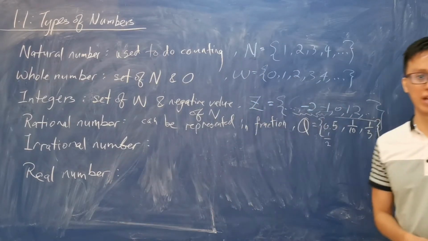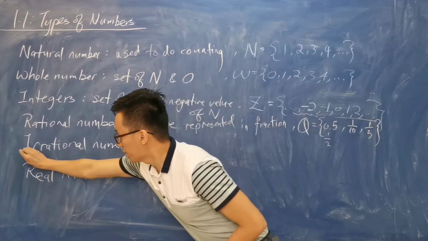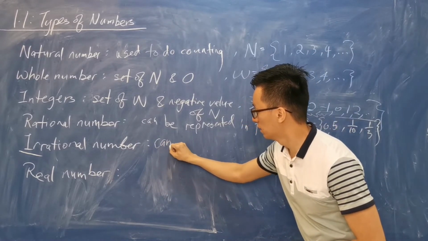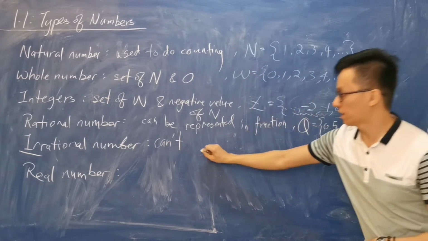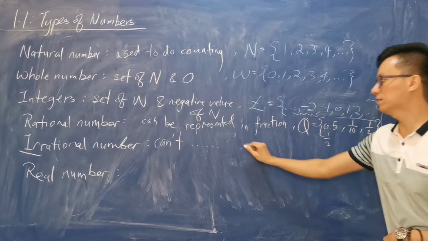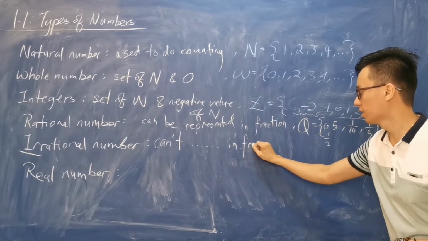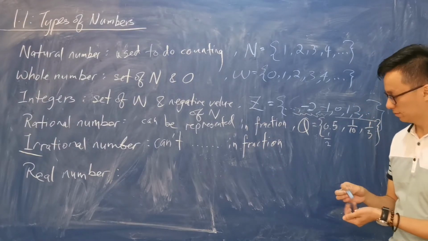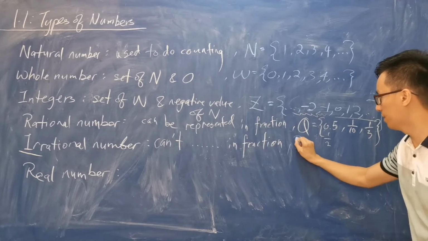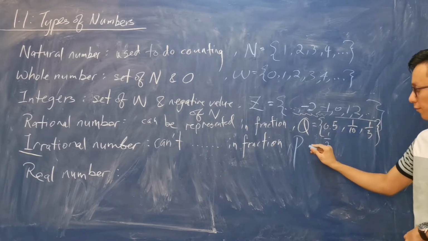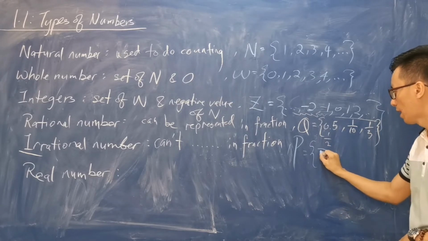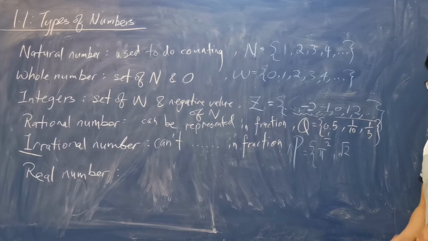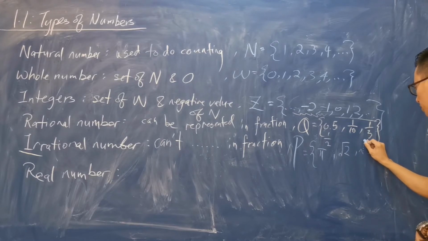The next one, irrational number. The irrational, the IR at the front, means that this one can't be represented in fraction. The symbol we usually use is P. For example, pi. For example, square root of 2. For example, square root of 3.